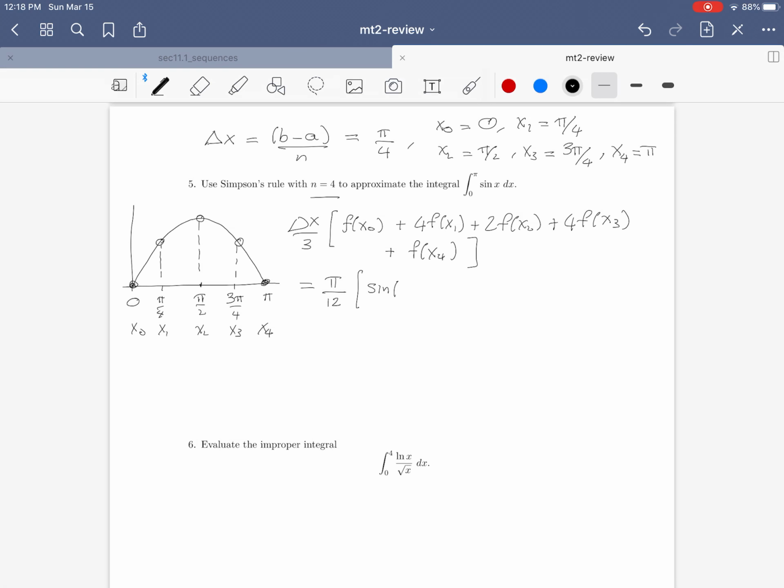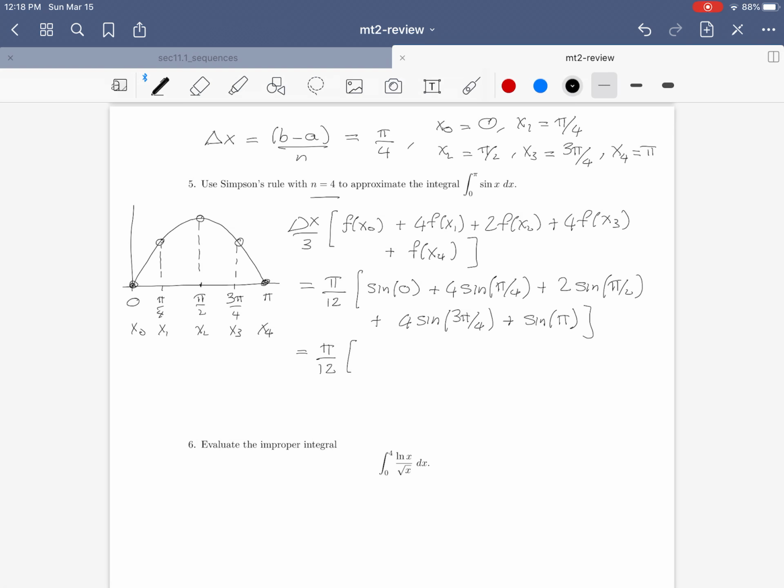And now we have sine of x0, which is sine 0, plus 4 sine of x1, which is sine pi by 4, plus 2 sine pi by 2, plus 4 sine 3 pi by 4, plus sine of pi. So, let's go ahead and calculate this.